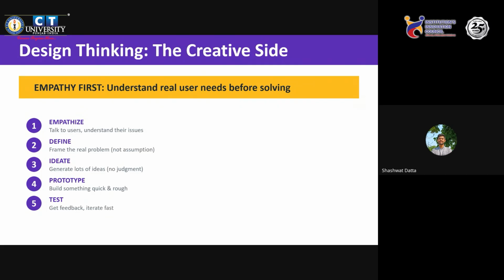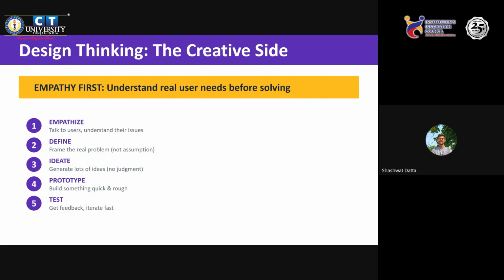Then prototype. You have to build quick and rough. Build something that is innovative. Build something that is creative. Just simple, real enough. That is enough. People can touch it, use it, or react to it. It's not like you have to design the world's best website. A rough website will also do.